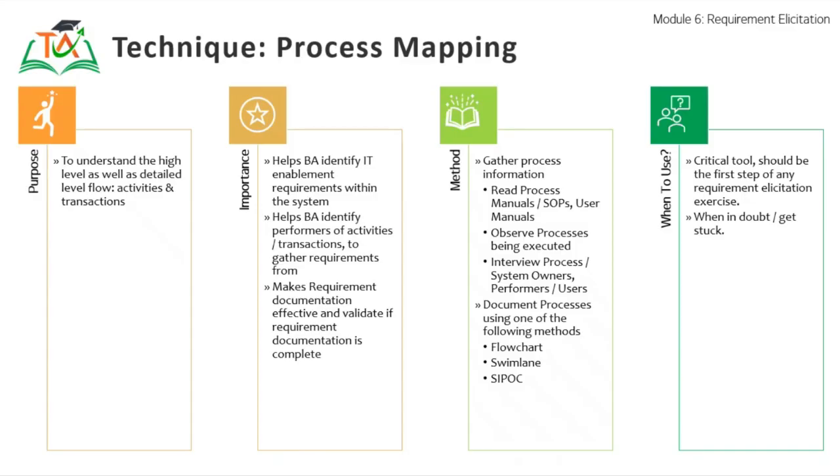So as mentioned, how do you go about process mapping? So you first of all gather process information. So you read process manuals, SOPs, user manuals, which I mentioned. Observe process being executed. Sometimes you can visit. So you can go and visit a bank branch.